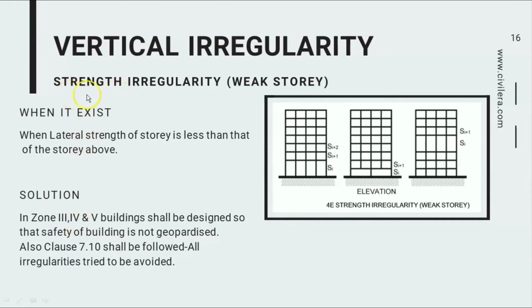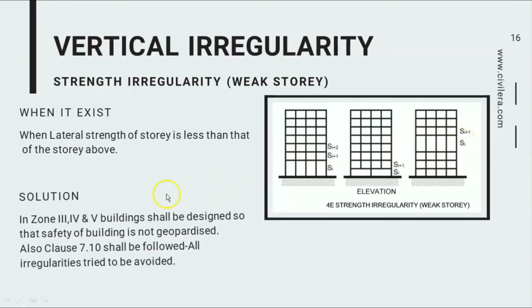Here it is weak story or strength irregularity. It is said to exist when the lateral strength of a story is less than the story above. It's like you have very weak legs and a very strong body. So this generally exists when you have a lower floor which is higher in dimension, the height is more, or when you have an open stilt with no masonry or no shear wall in the lower floor, and upper floors are all having masonry infills. You have an intermediate floor with larger height and things like that.